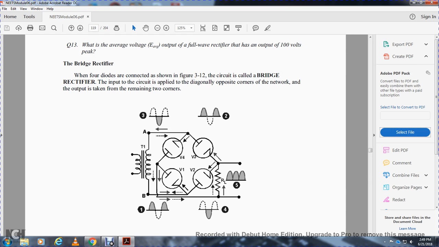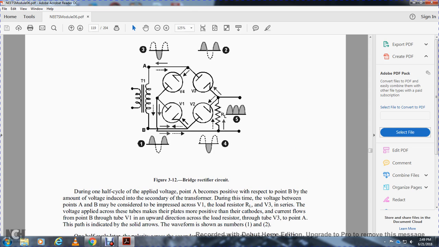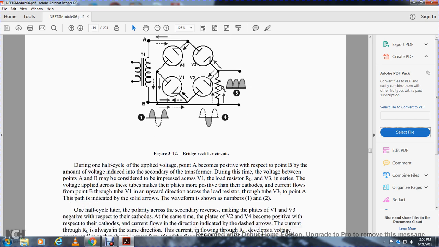And number 5 would be your full-wave pulsating DC. During one half of the applied voltage, point A becomes positive with respect to point B, with the voltage across the secondary of the transformer. During this time the voltage between points A and B is impressed across diode 1, the load resistor, and diode 3 in series. The plate becomes positive with respect to the cathode, and current flows from point B through diode 1, up through the load resistor, and through diode 3 to point A, over the path indicated with the solid area of the waveform as shown in figure 1 and 2.